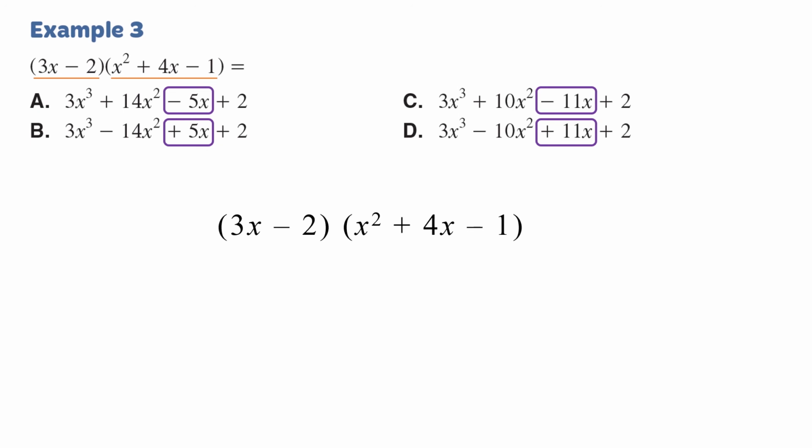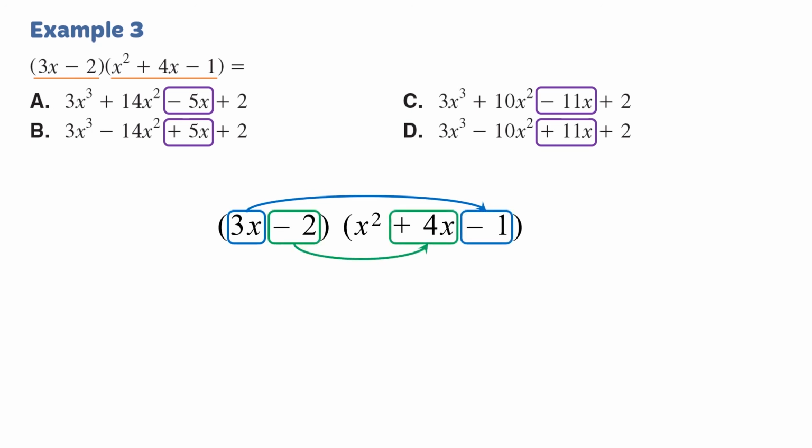We found that for both 3x times -1 and -2 times +4x, we will obtain the x terms. For the multiplication of other terms, we cannot obtain any x term. For the blue one first, 3x times -1, we have -3x. For the green one, -2 times +4x, we have -8x.